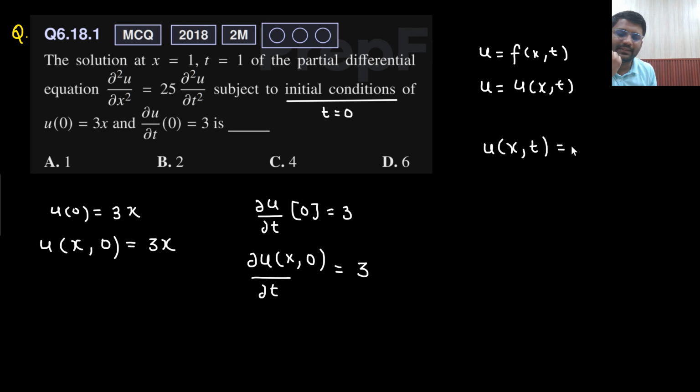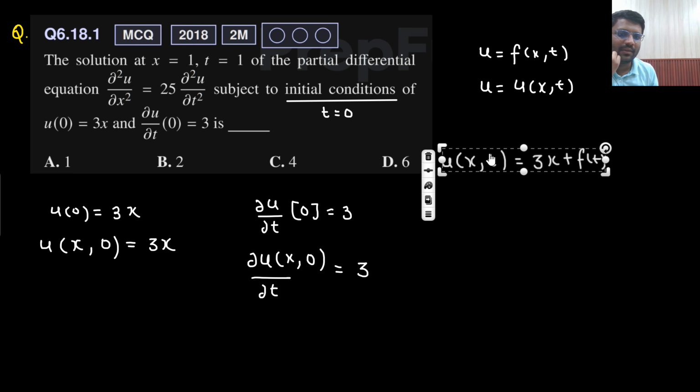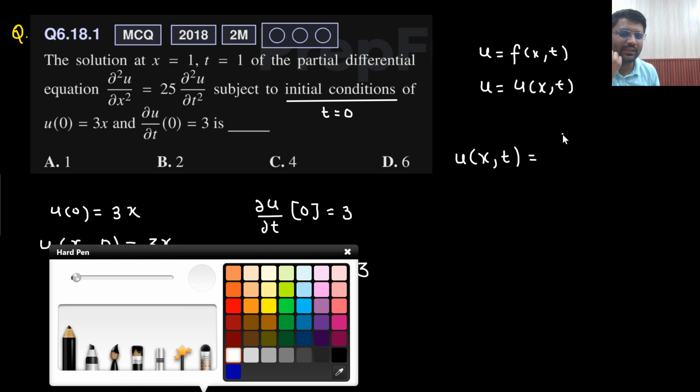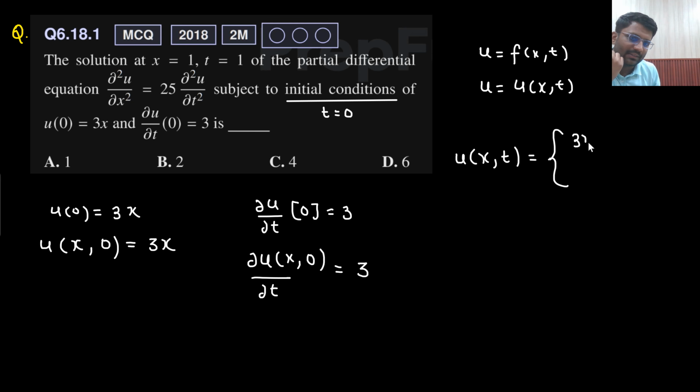Sir, one thing I can directly see, it will be 3x for sure, because if I put t equals to 0, then 3x remains as it is. Either it would be plus 3x plus f of t, or it would be 3x multiplied with f of t. So here there are two chances: either 3x plus f of t, or 3x multiplied with f of t. Which of them would be correct, that I don't know.